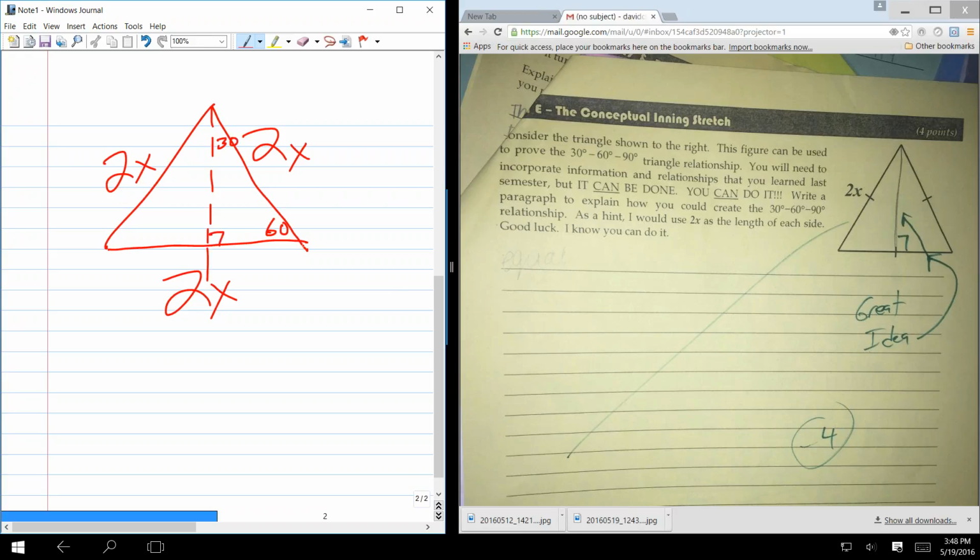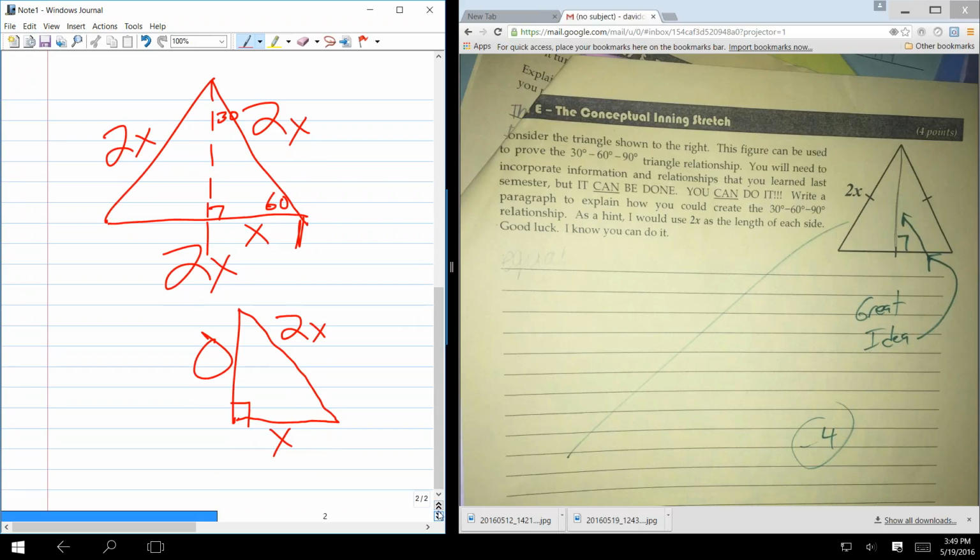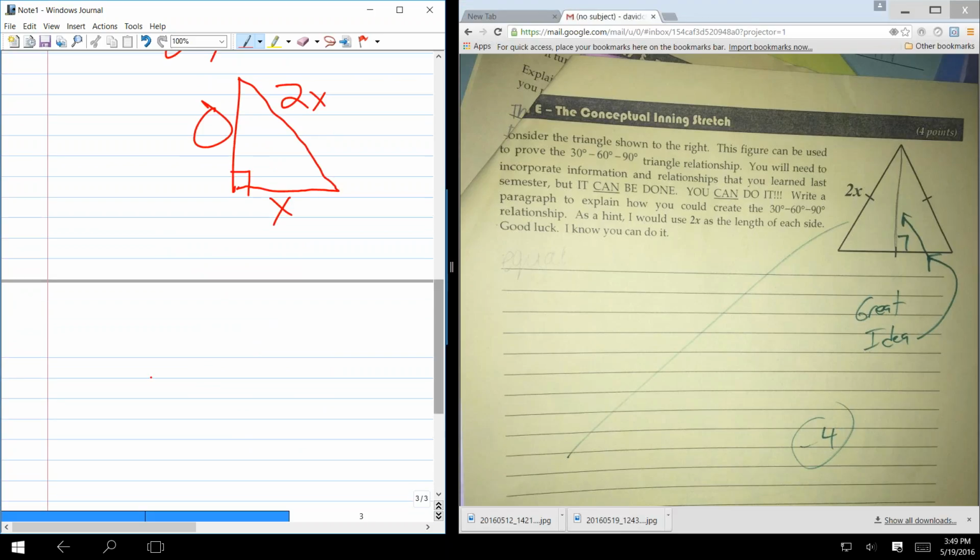What's the measurement from there to there? X. Yeah, it's half of 2x. So now I have this 30-60 triangle whose measurements are 2x and x. Well, use Pythagorean's theorem to come up with this. It's a right triangle. Well, can I just do x squared like 3?